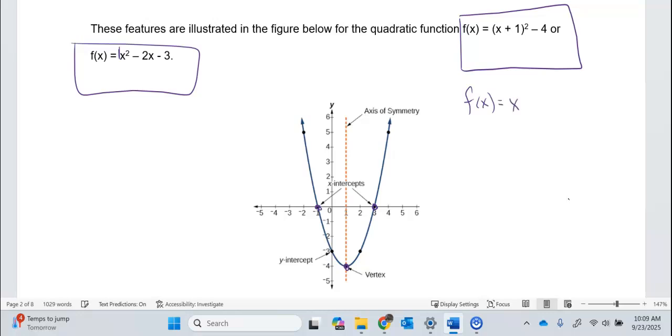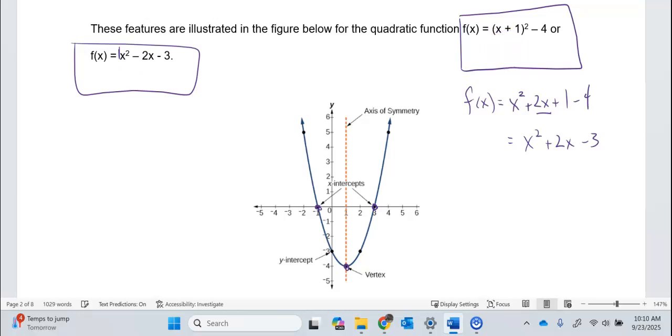If I square that out, x squared plus 2x plus 1 minus 4. Remember, x plus 1 squared isn't x squared plus 1. It's x plus 1 times itself, so we FOIL. All right, and that's where I get the 2x from. And then that's an equivalent expression, and we'll look at both of these. This is called vertex form, and this would be called standard form. Okay, so they're the same, we'll be able to work with both of them.